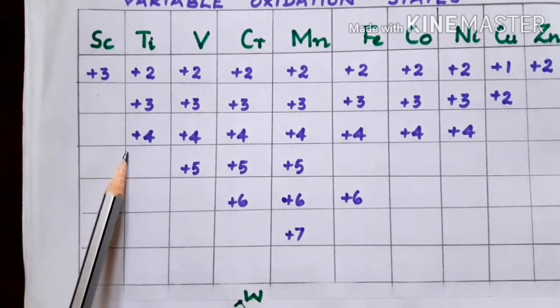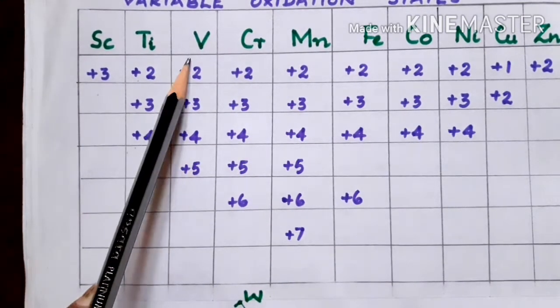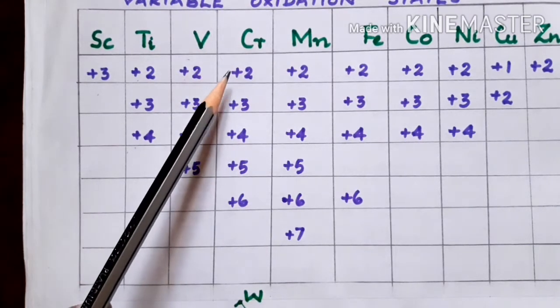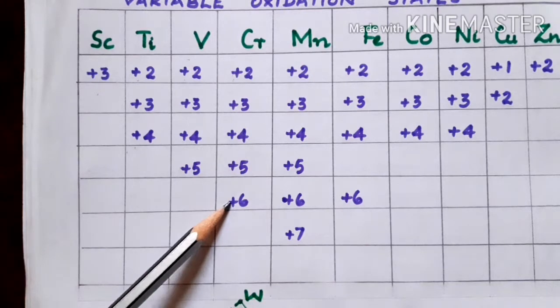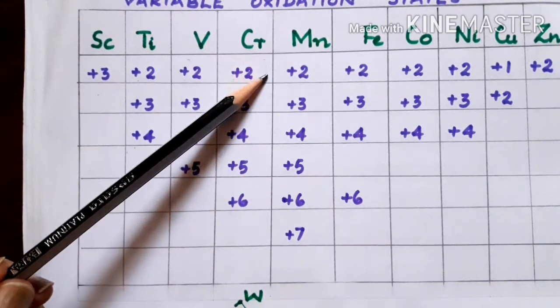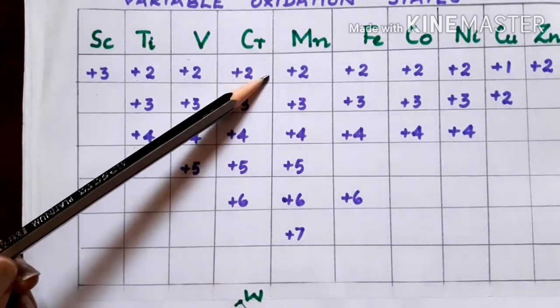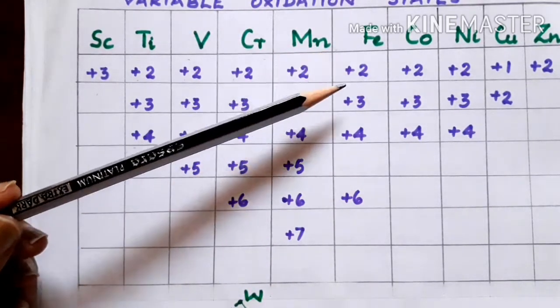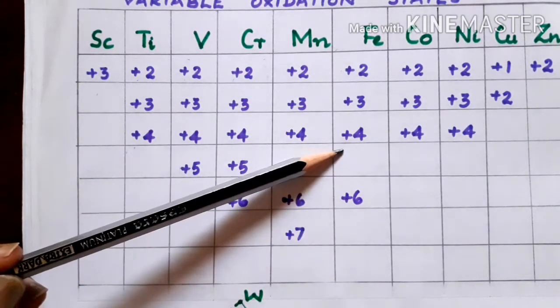Titanium can show a variety of oxidation states starting from plus 2 to plus 4. Vanadium can show plus 2 to plus 5. Chromium will show a variety of oxidation states starting from plus 2 to plus 6. Manganese is showing the highest number of oxidation states, plus 2 to plus 7. Same is the case with iron. Here you find that it shows plus 2 to plus 6 except for plus 5.